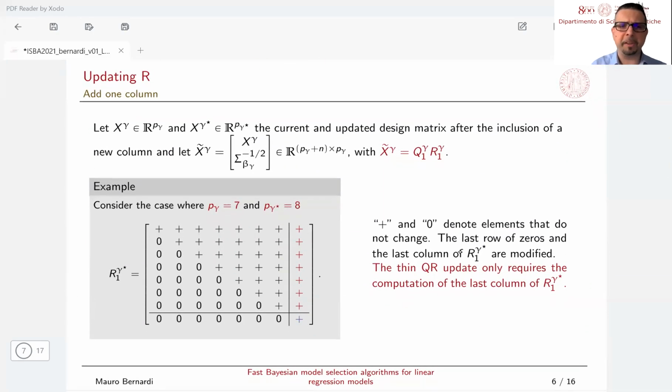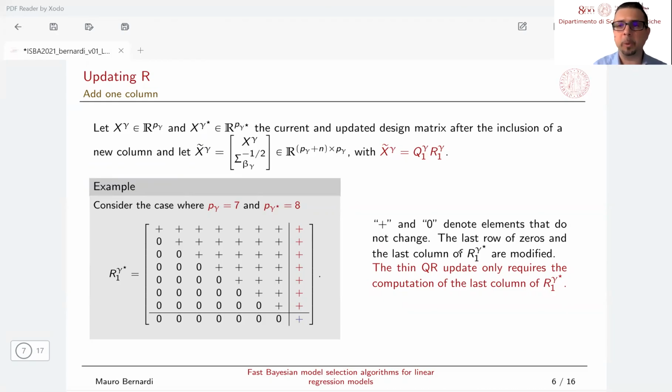The first algorithm is concerned with the update of the X gamma matrix when a new column is included in the set of covariates. We would like to find a matrix R1 such that Q1 times R1 is equal to the original X tilde matrix. So R1 is the thin QR decomposition of the X tilde matrix.